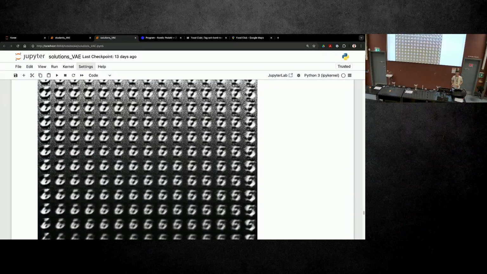So that was one possible solution. Maybe you can come up with an even better encoder decoder architecture and get some different results, but that's the gist of it. The solutions will be available for you to play around with. You can also increase the number of digits that you want to use, both in terms of number of samples, but also classes.